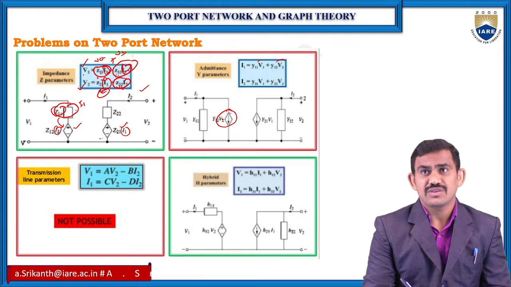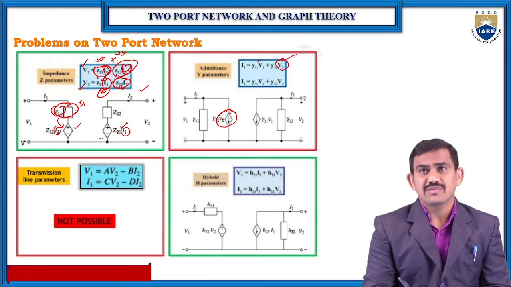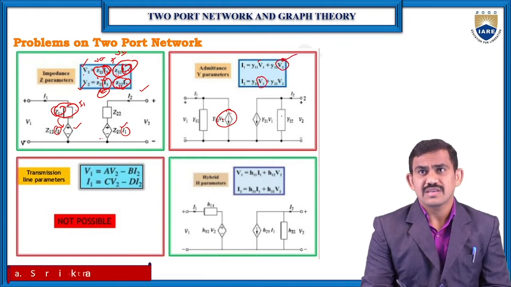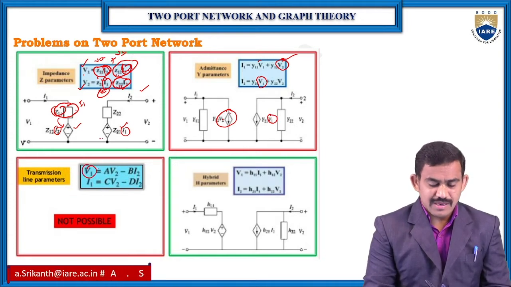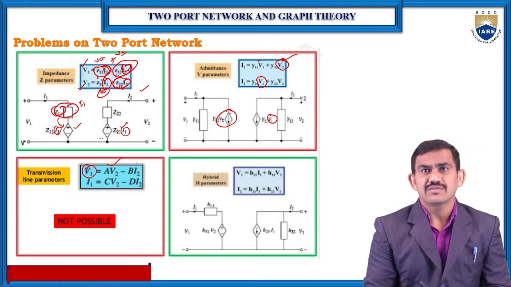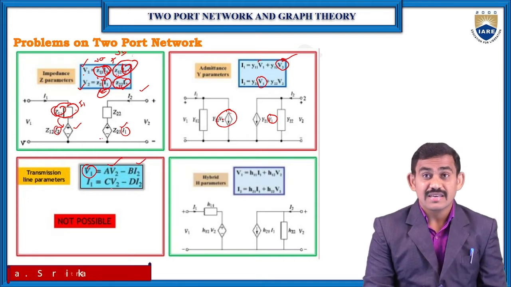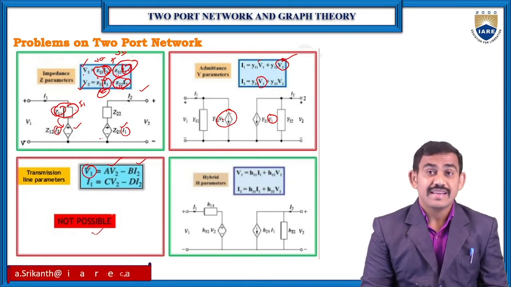So here V2 is depending voltage, here V1 is depending voltage, here V1. Coming to ABCD parameters, V1 is there, but here V2 and I2 are both secondary voltage and current, so we can't have any equivalent circuit for ABCD parameters.